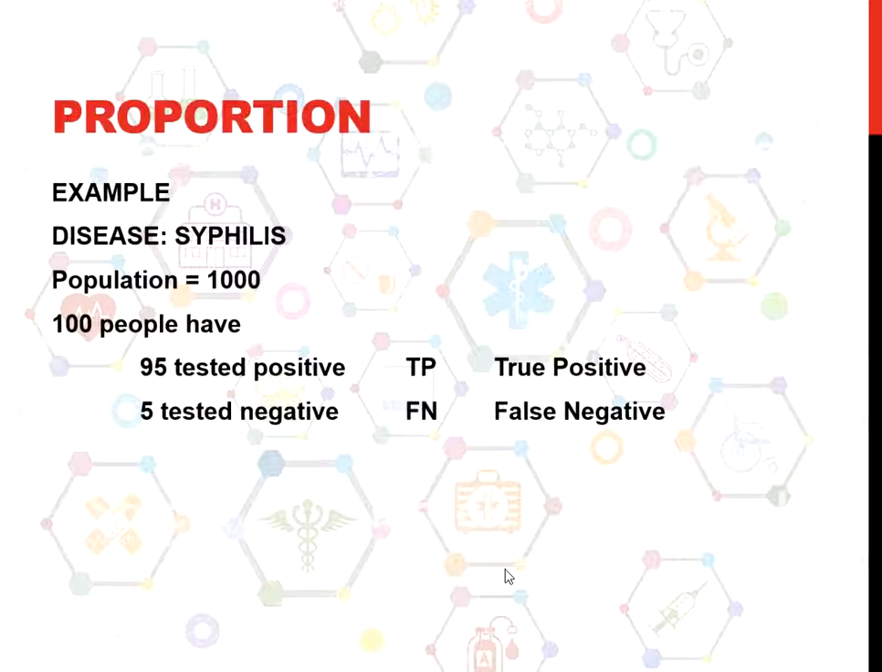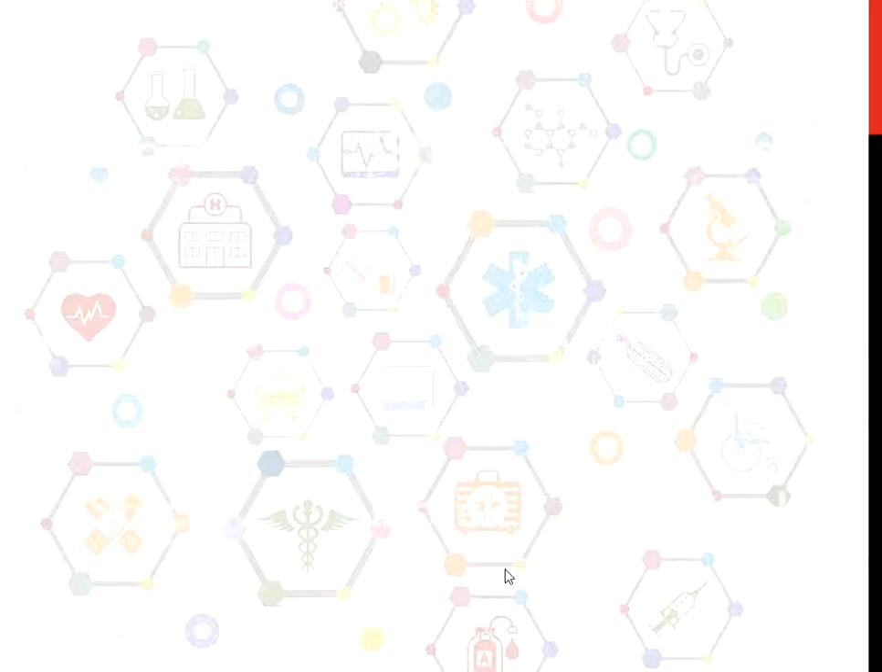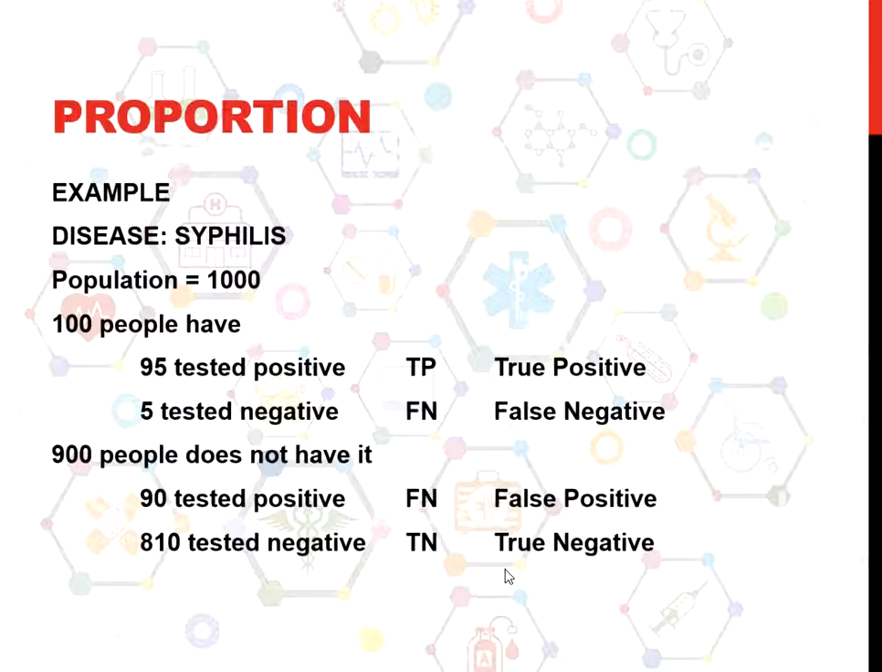Okay. So, sa 1,000, 100 yung may sakit. Ilan dito yung walang sakit? Ilan doon sa 1,000? Okay. So, 900. 900 people do not have the disease or syphilis. Sa 900 na yon, may 90 daw na nag-test na positive. So, yun yung tinatawag na false positive. Wala silang sakit pero nag-test na positive. Next, 810 tested negative. So, walang sakit, nag-test na negative, true negative. Okay. So, ito na yung ating data.